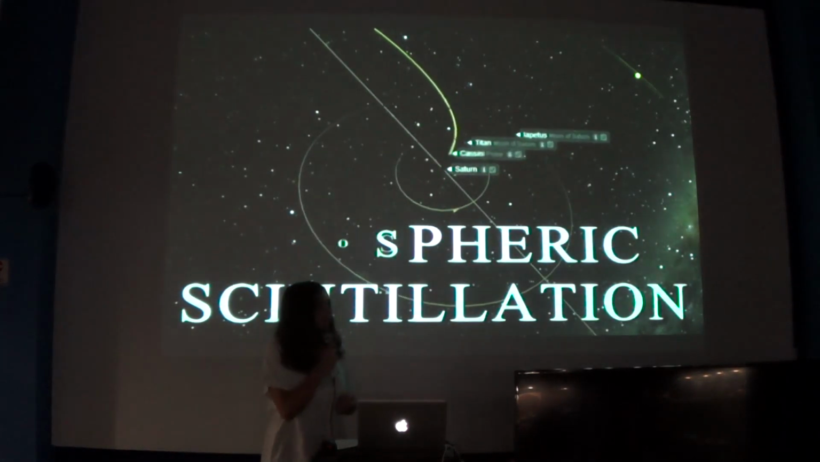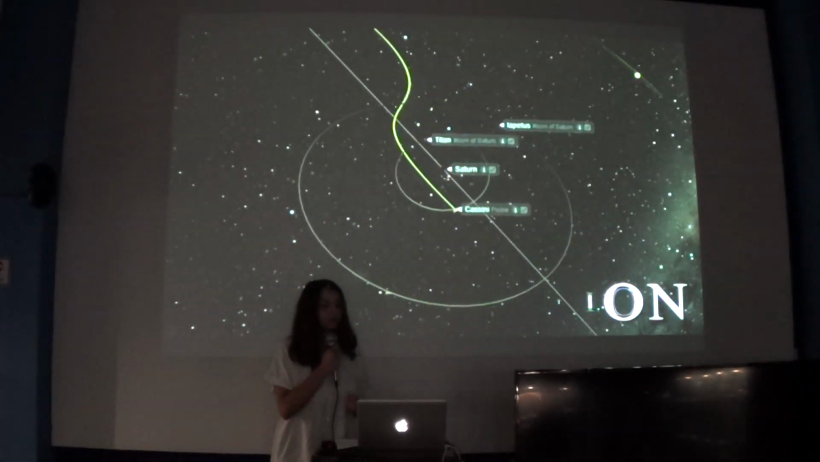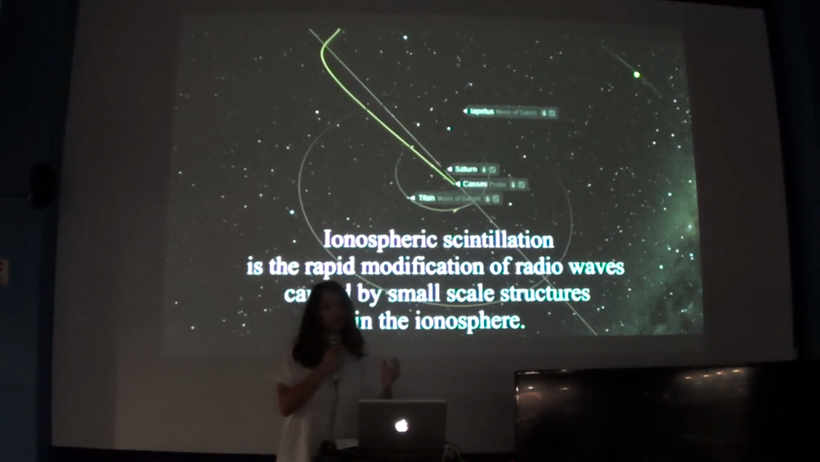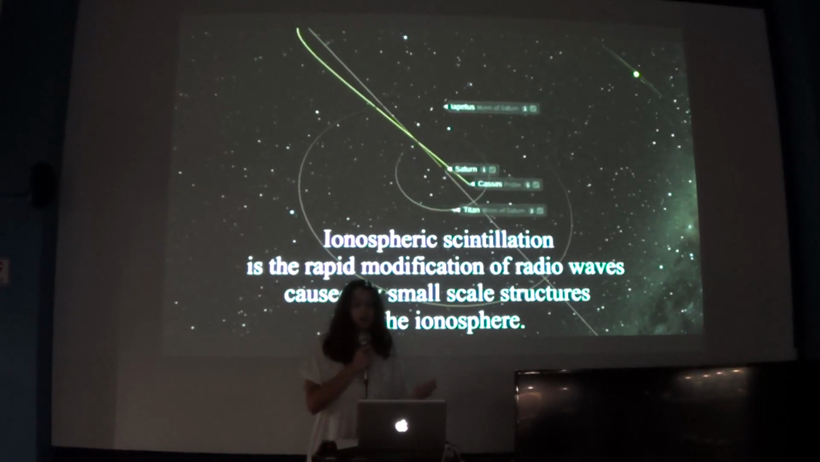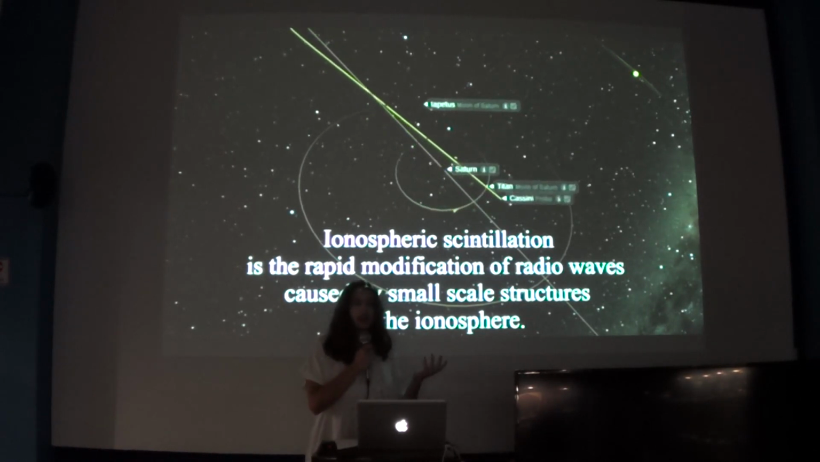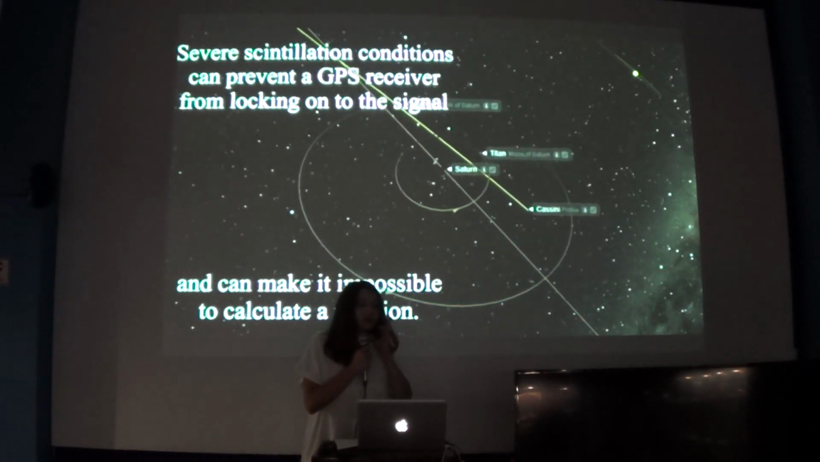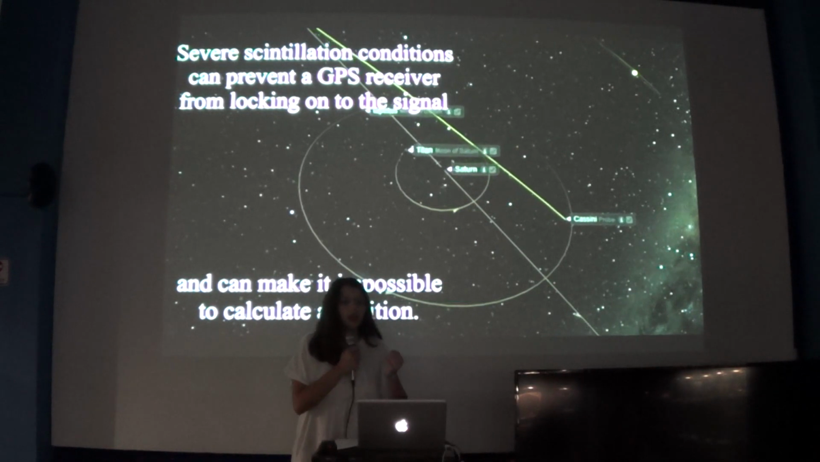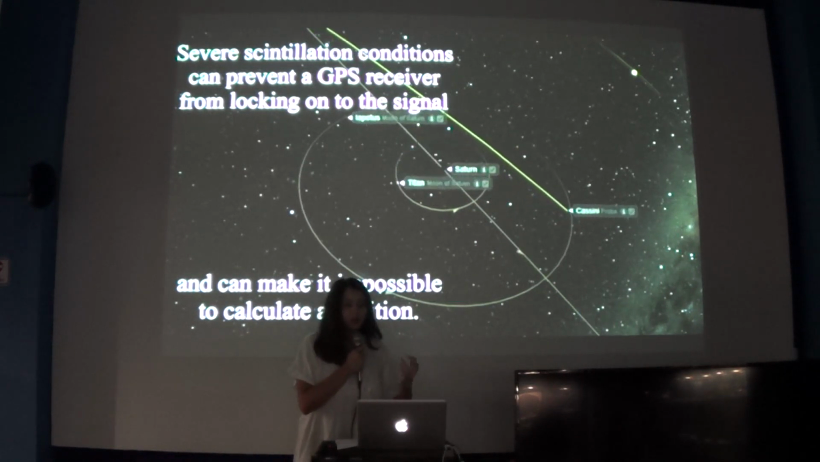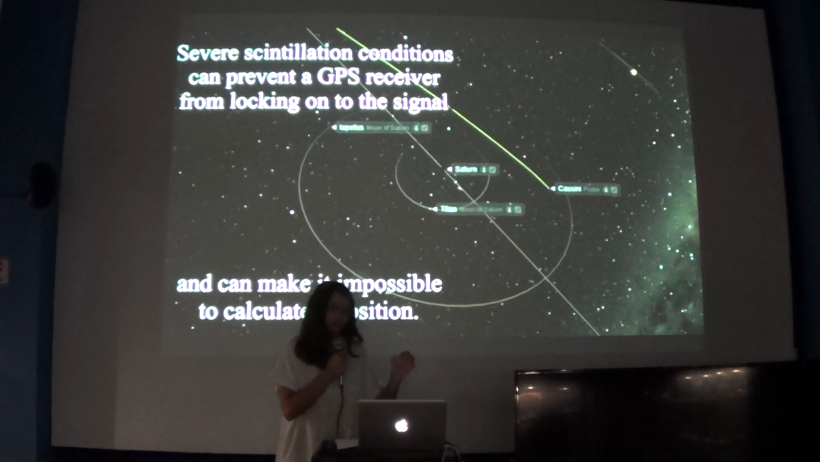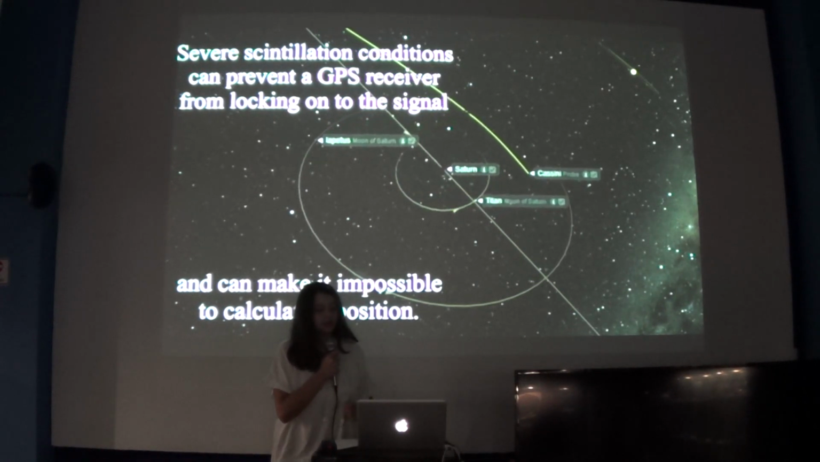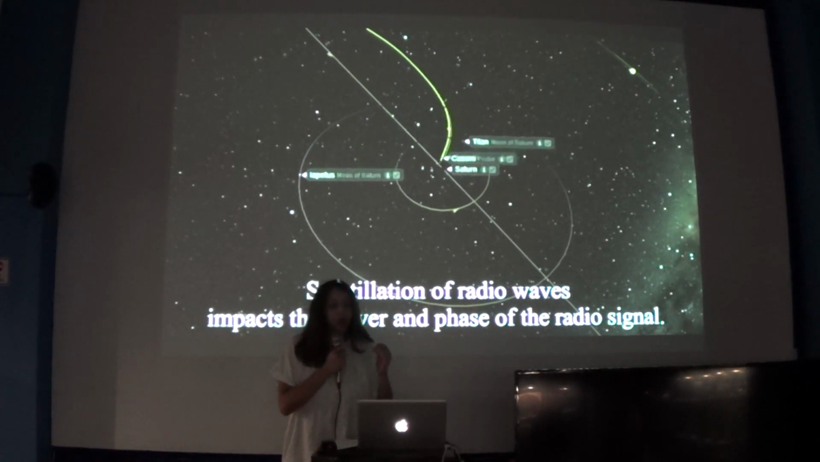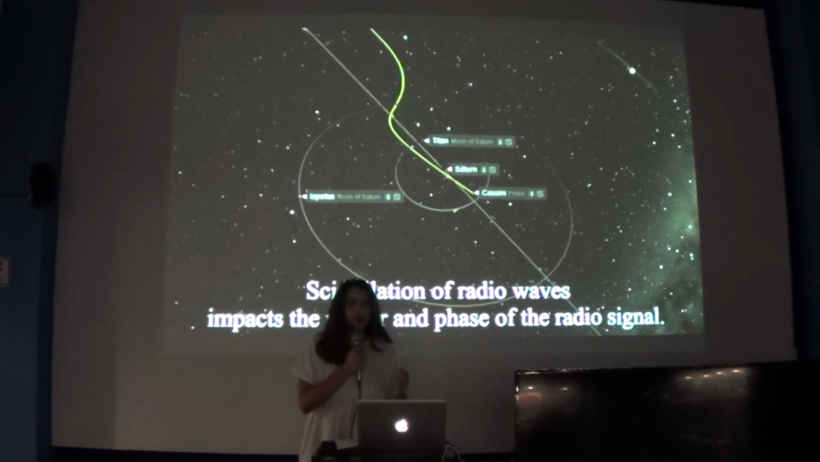Ionospheric scintillation. Ionospheric scintillation is the rapid modification of radio waves caused by small-scale structures in the ionosphere. Severe scintillation conditions can prevent a GPS receiver from locking on to the signal and can make it impossible to calculate the position. Scintillation of radio waves impacts the power and phase of the radio signal.